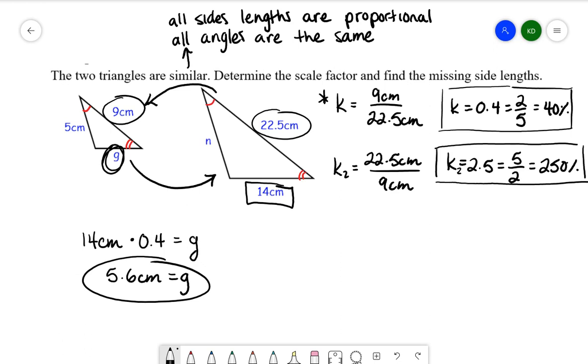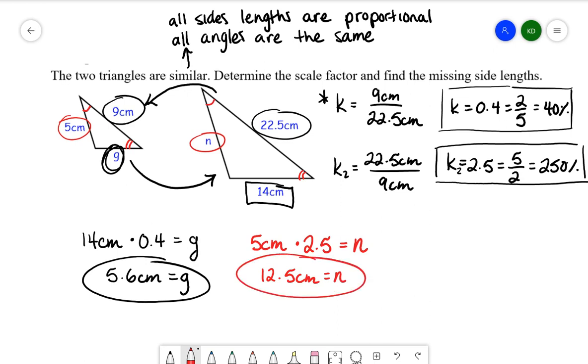All right, now let's find our other missing side length. So here we have 5 centimeters and it's turning into n. So we're starting with the smaller triangle and we're enlarging it to the larger one. The reason I like having both these k values is that then I can always do this as multiplication. So we're going to start with 5 centimeters and I need to multiply by the k value, which as a decimal is 2.5. And this is going to give me n. When I multiply those together, I get 12.5 centimeters is equal to n. And now I have my side length there.